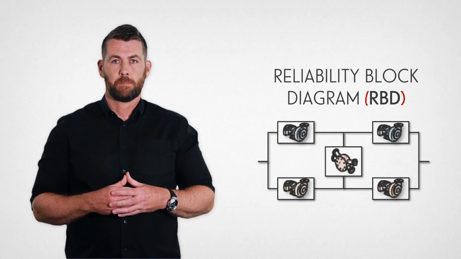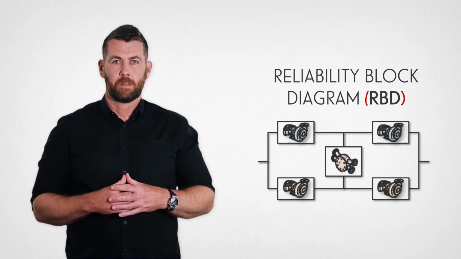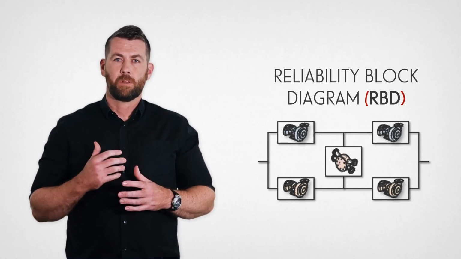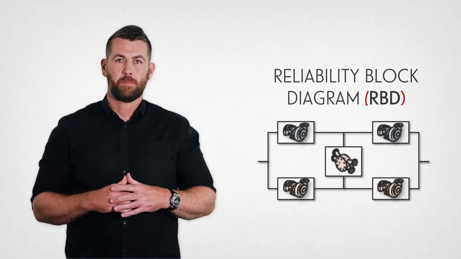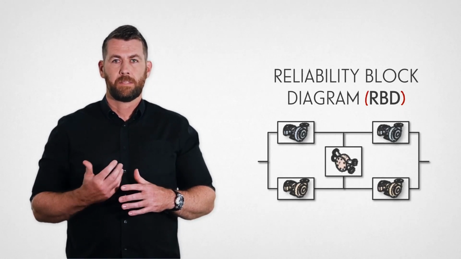Now, reliability block diagrams can be just as useful as fault trees when it comes to modelling system reliability. And in some cases, like for our bridging system, they can be even easier to use than fault trees. That's because reliability block diagrams often follow the physical layout of the system, which makes it easier for some people to understand the system.